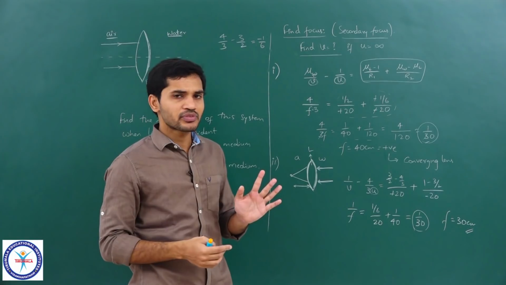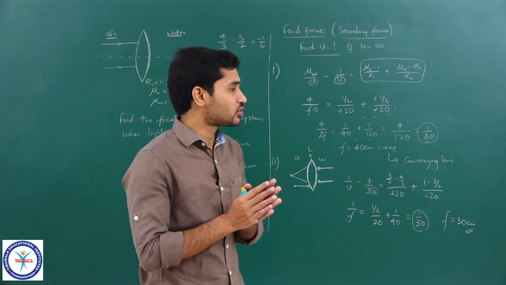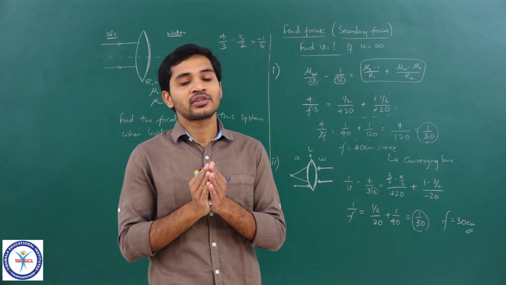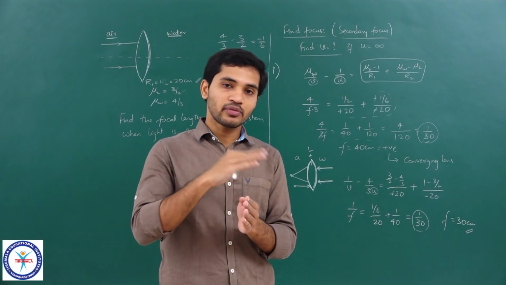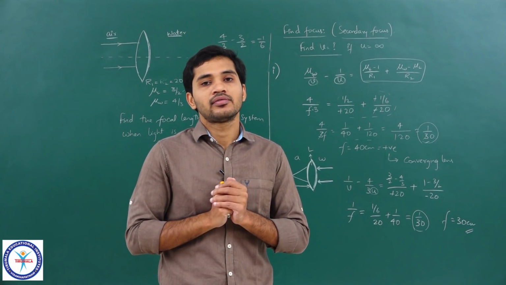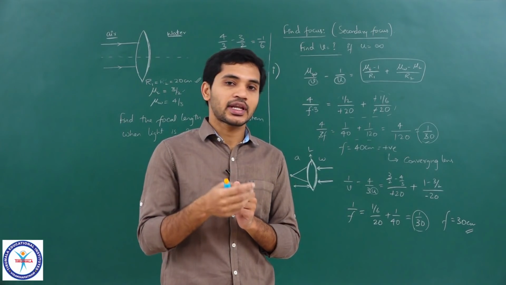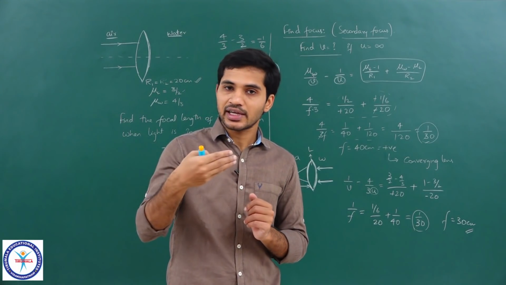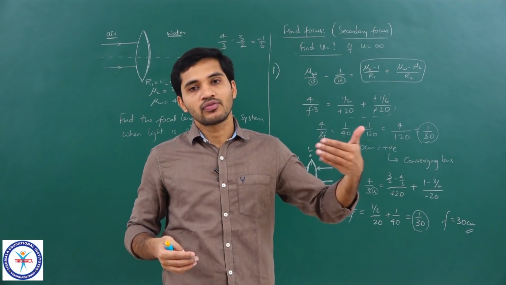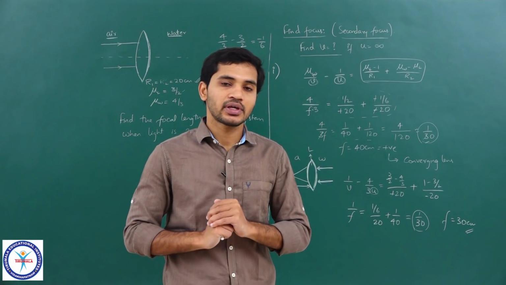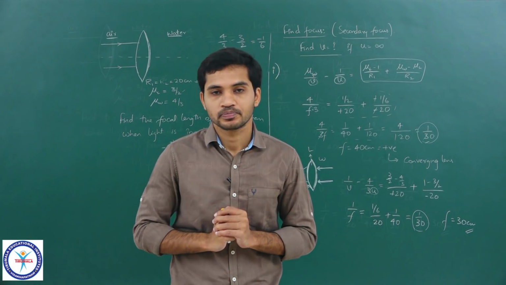So, if you observe closely, what we have to understand eventually from this is that the focal length of a lens which has different medium on both the sides will depend on which direction the light is incident. For light coming in this direction, it will have one focal length. For light coming from this direction, it will have a different focal length. Clear?